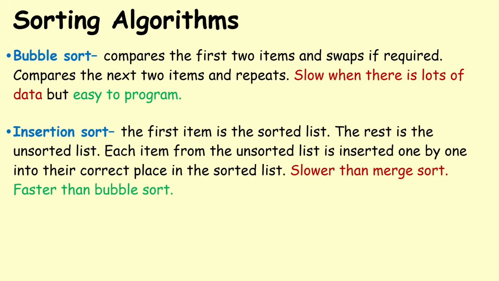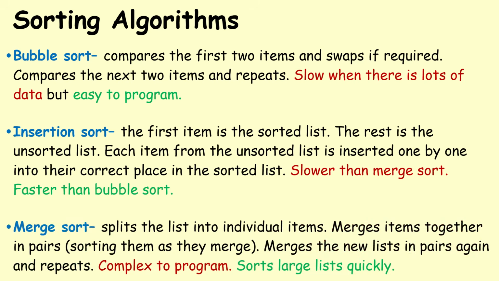Insertion sort. The first item becomes the sorted list, and the rest is the unsorted list. And then each item from the unsorted list is inserted one by one into its correct place in the sorted list. It's slower than a merge sort, but it's faster than a bubble sort.